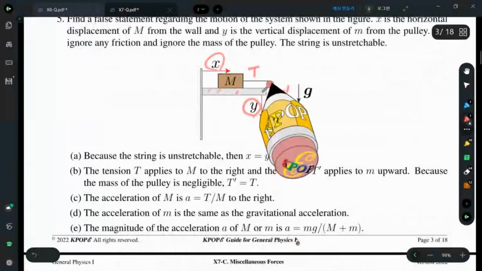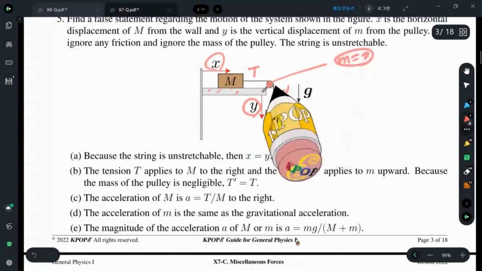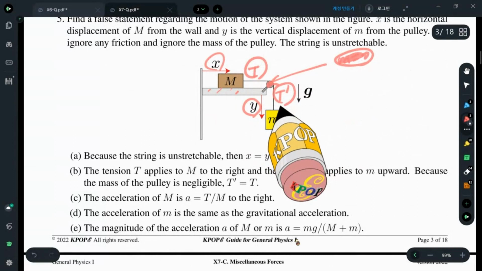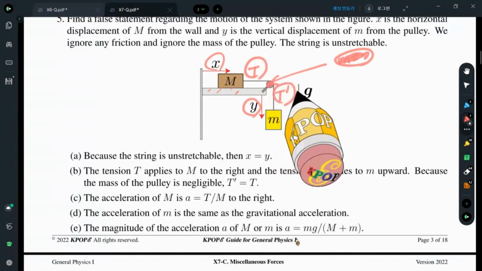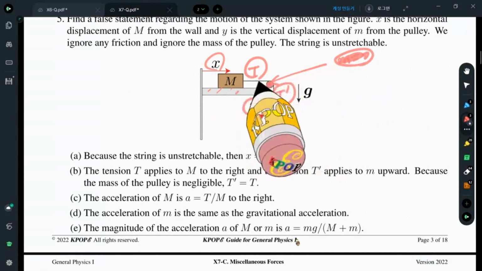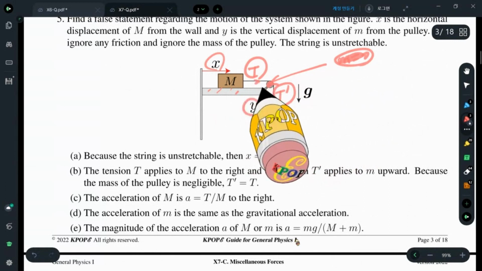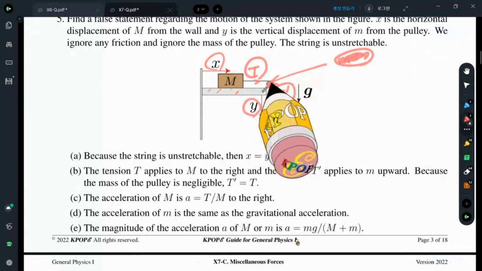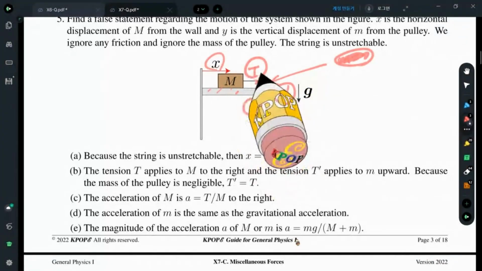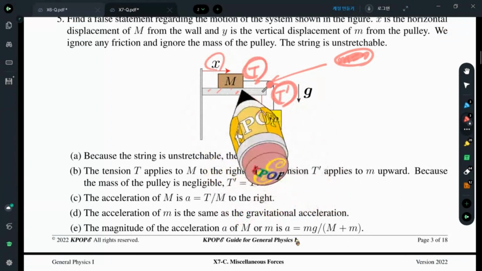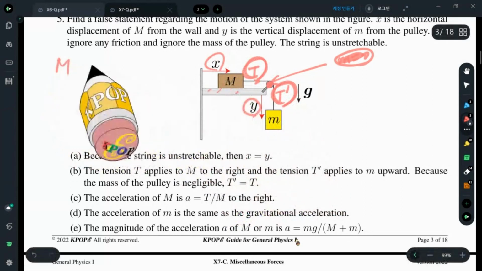If we ignore the mass, m equals 0, for this pulley, then the magnitude of tension must be preserved. The role of a pulley is to change the direction of the force. That's quite important. As far as the mass of the pulley is 0, the magnitudes of the two tensions are the same. And then we can write down the equation of motion for capital M.